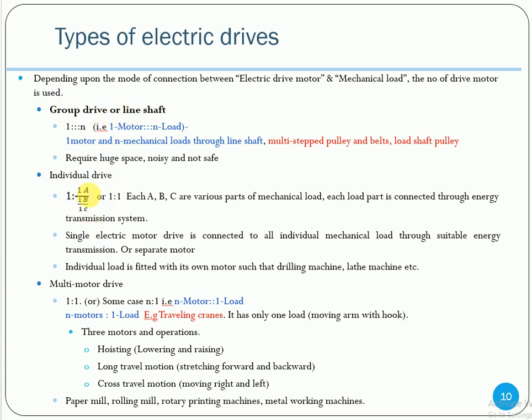Individual motor drive means 1:1. Either the A load, the B load, or the C load: each one is connected 1:1 to its own motor in the system.